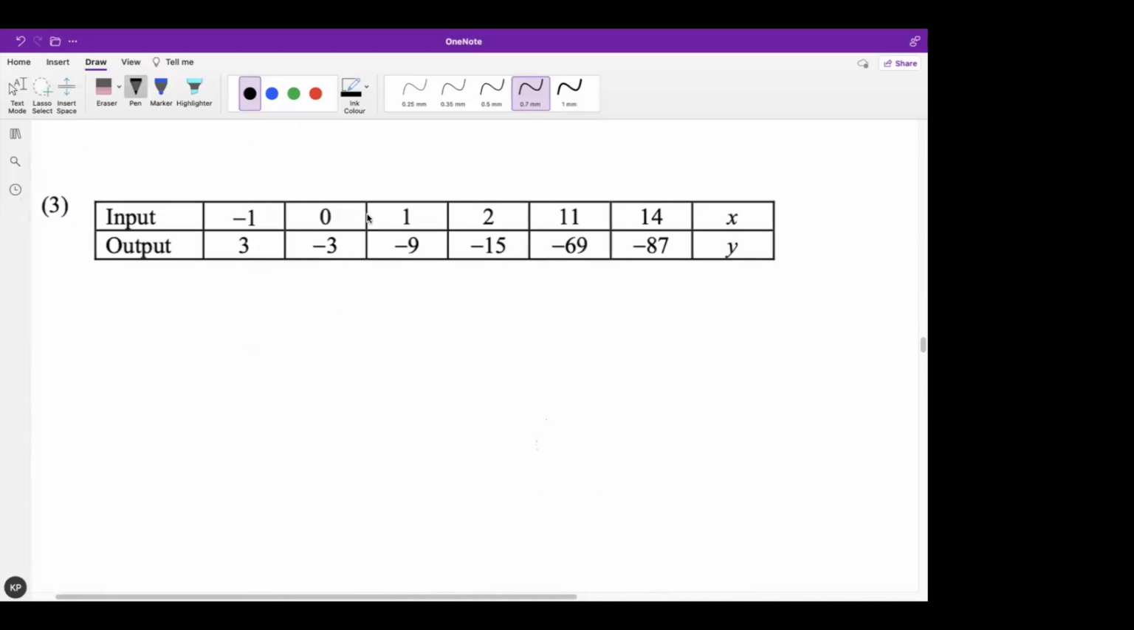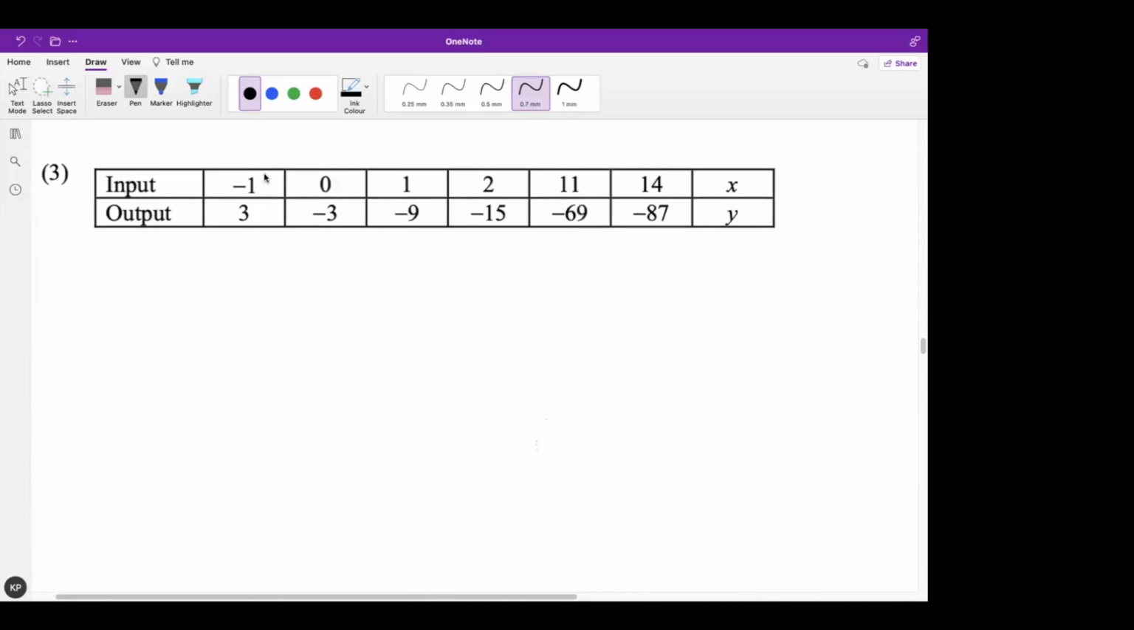Okay, this one is a little bit more interesting. What is happening here? 3, negative 3, negative 9, negative 15. What are we doing here with the outputs? We're not subtracting 3. Look carefully. We went from 3 to negative 3. So that's more than 3. Nice, Yonela. We are subtracting 6.